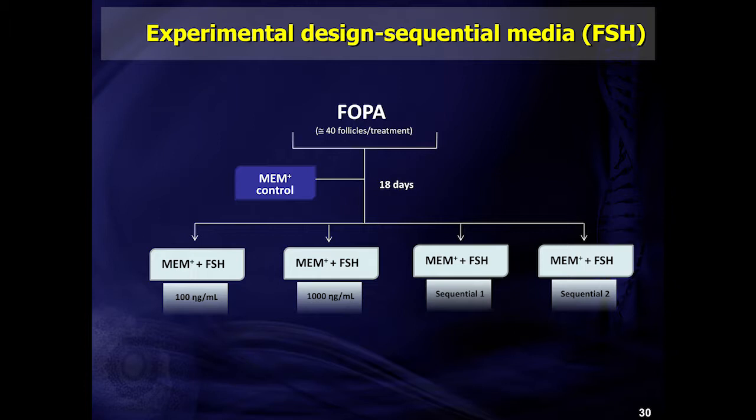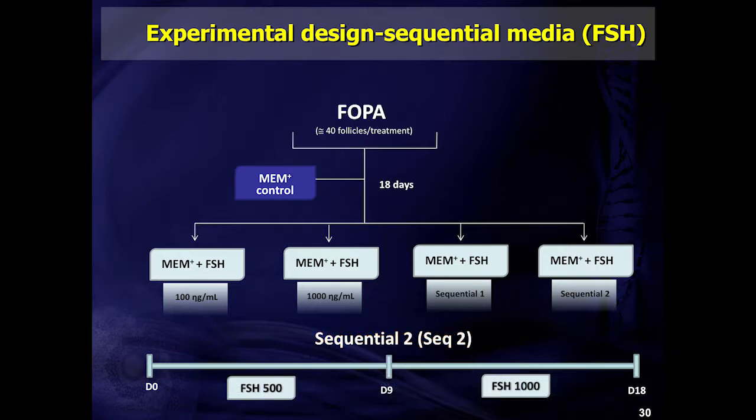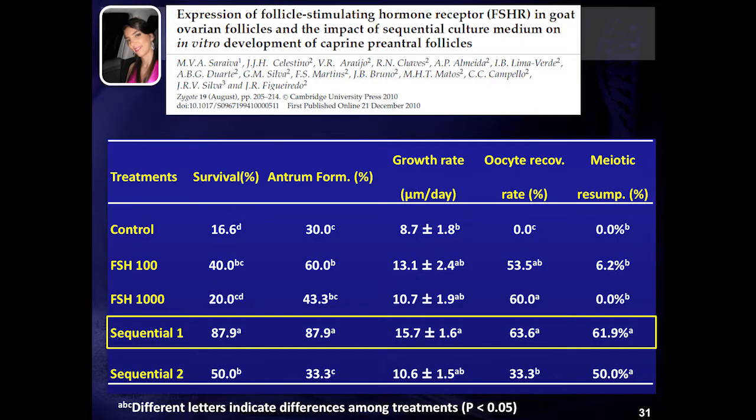In this protocol, isolated follicles were cultured in a control medium or control medium supplemented with 2 fixed FSH concentrations, 100 and 1,000 nanograms per ml, or in sequential medium 1, 3 increasing FSH concentrations added at different culture times, or sequential medium 2, different FSH concentrations. Compared to the control medium, the best outcome for follicle survival and development was obtained using sequential medium 1.